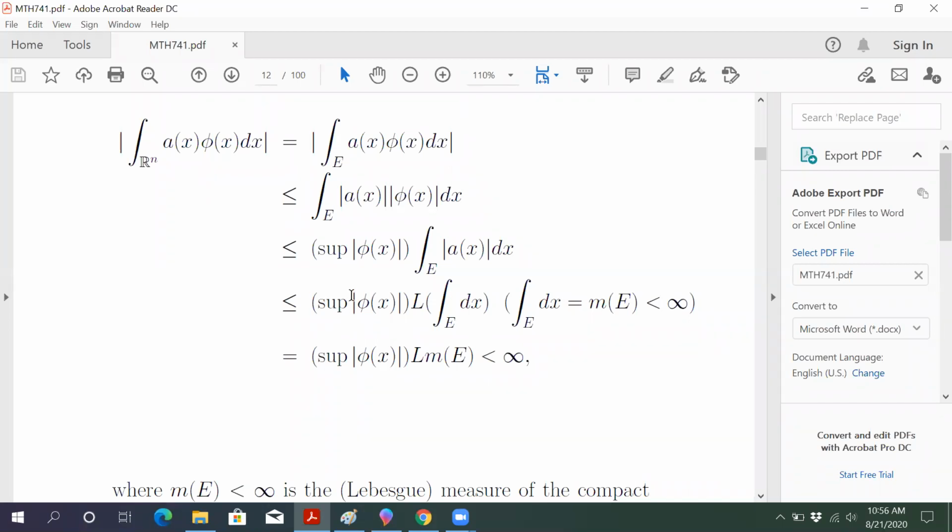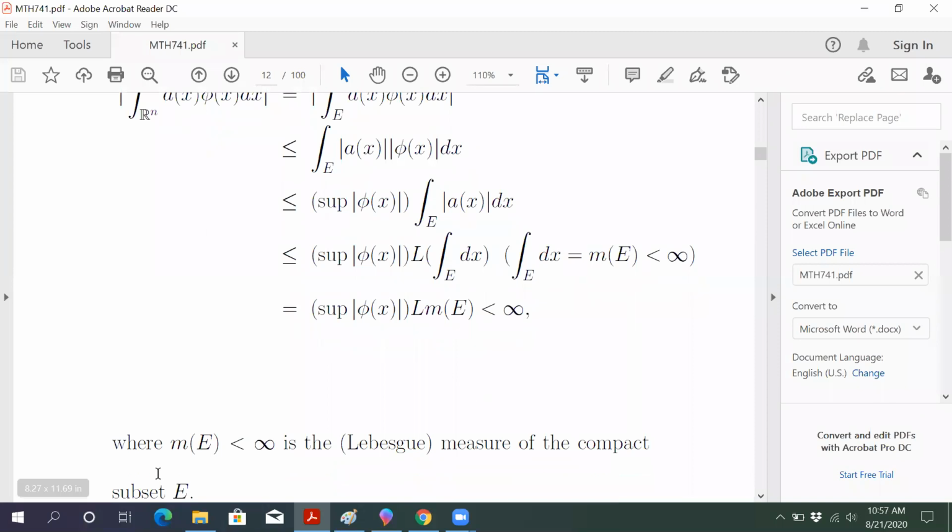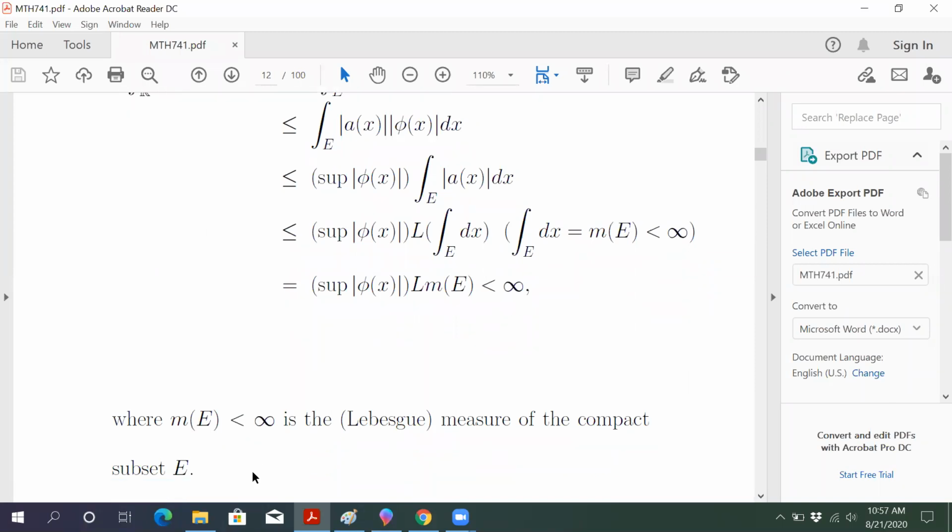So we have the product of these three values here. So you can see this integral is finite, convergent. So FA is well defined. You can see I mentioned M is the Lebesgue measure of the compact set E.